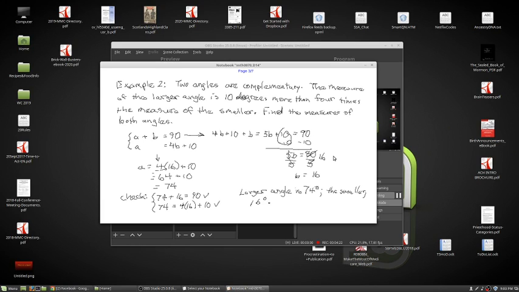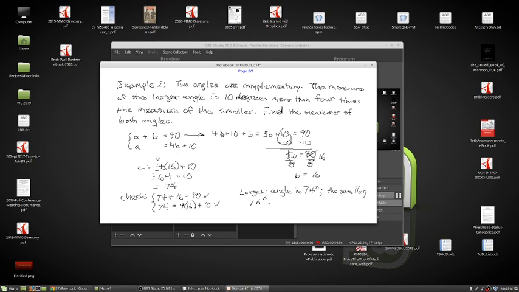So A is going to be our larger angle and B is going to be the smaller one. So we have A plus B is equal to 90 from the fact that they're complementary angles. And then we have that A is equal to 4 times B plus 10. That's what this description here means. This time we'll use substitution because we already have this equation solved for one variable in terms of everything else.